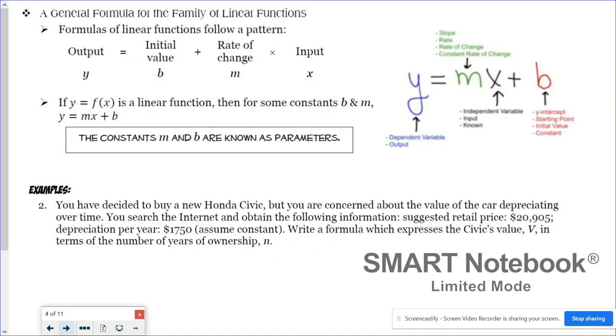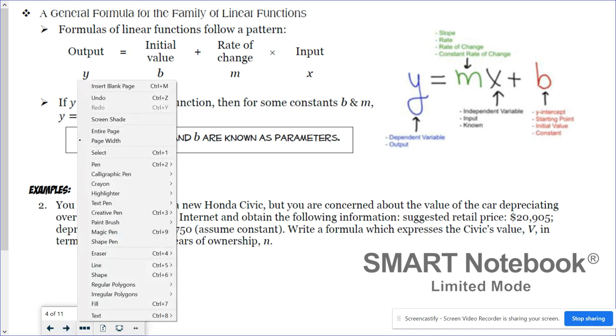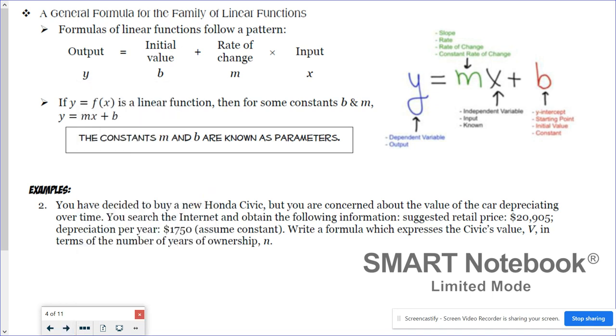So let's talk about a general formula for the family of linear functions. Formulas of linear functions follow a pattern. Observe. Let me get out my highlighter, all right? So we've got the output quantity is equal to the initial value plus the rate of change times the input quantity, or as we very well know, y equals mx plus b. It's called slope-intercept form, okay?